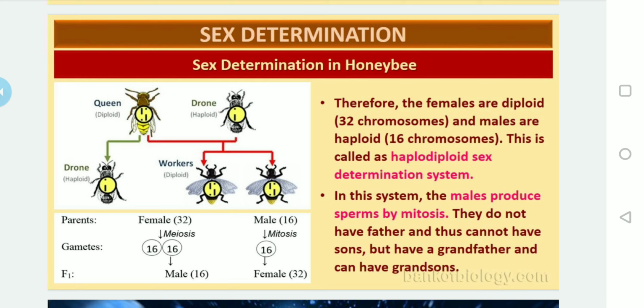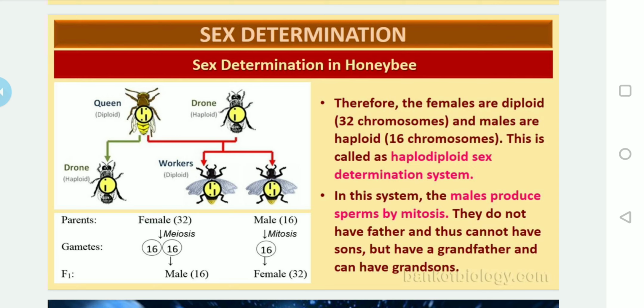then it gives rise to the 32 chromosomes of a female. If it is only the male, again it will give rise to only 16 chromosomes, and that is a male. So this type of sex determination is considered as haplodiploid type of sex determination.